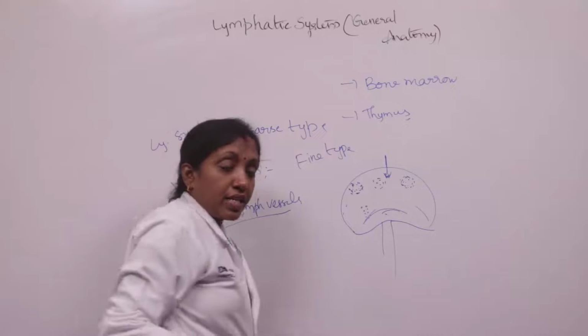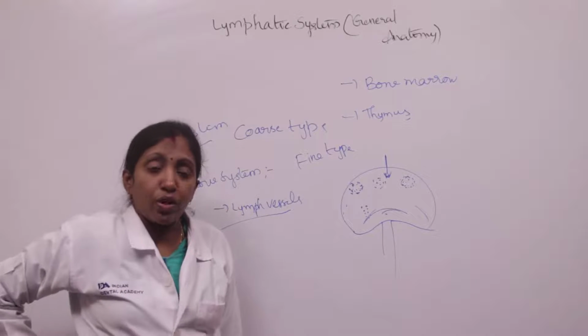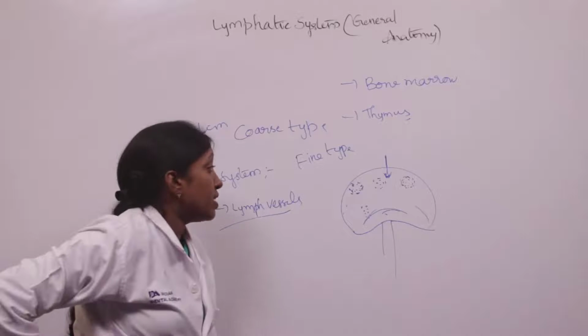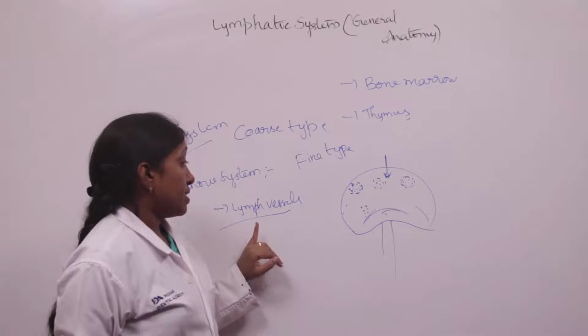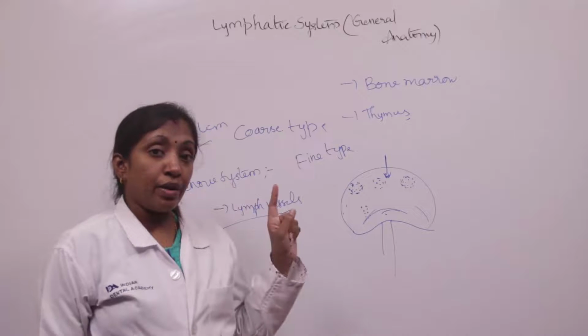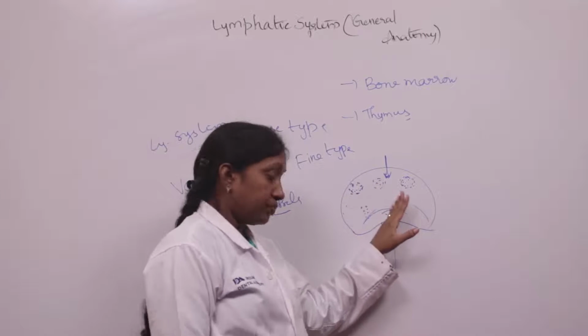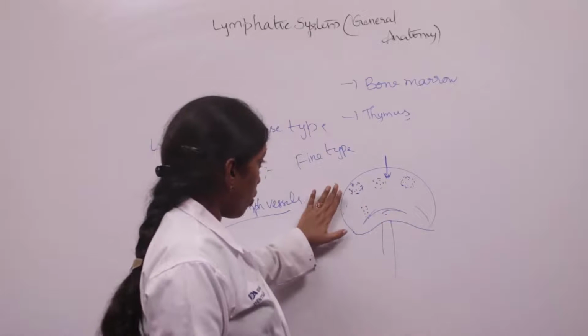So those are lymphocytes which are produced from the bone marrow, we call them B lymphocytes, and those developed from the thymus we call T lymphocytes. Okay, so that's about the lymph vessels, and the peripheral lymphoid organs are the spleen and the lymph node. Lymph node consists of cortex and medulla.